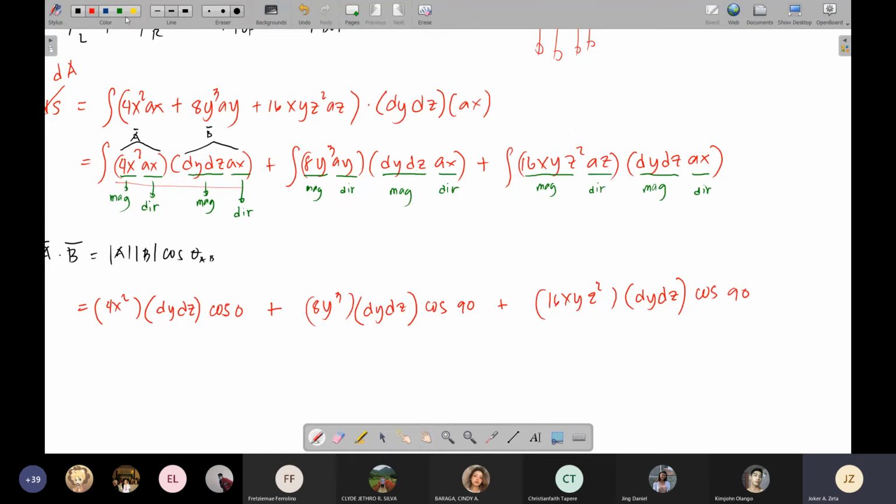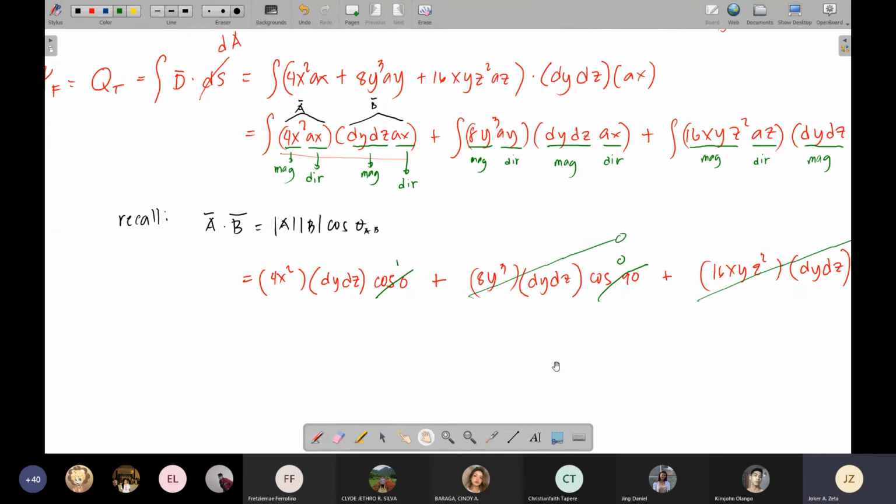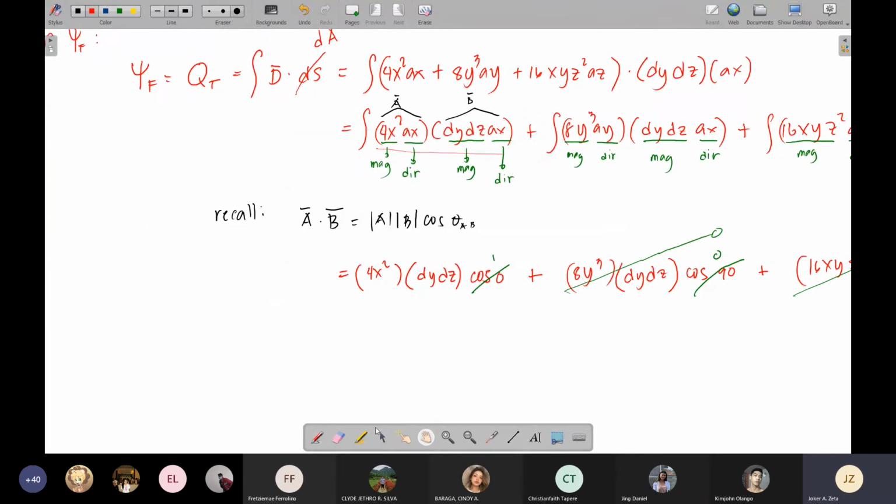Now here, cosine of 0 is 1. Cosine of 90 is 0. Cosine of 90 again is 0. Therefore, this is 0, and this is 0 too. That is the fate of the other formulas. The other equations will all become zero. Only one remains. What remains is just 4x squared dy.